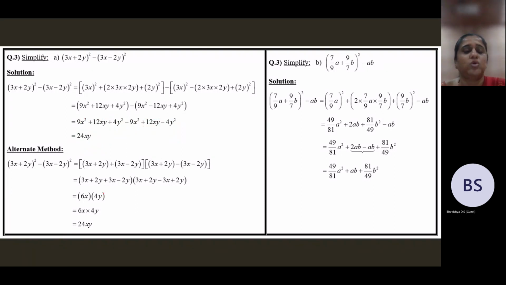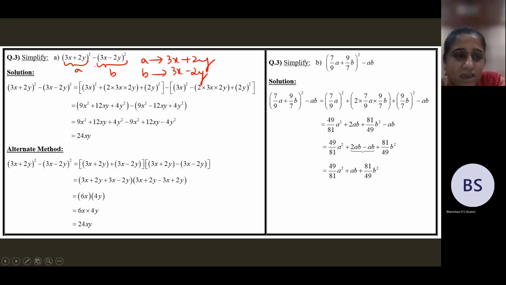The other method is you can treat this as a square minus b square, wherein your a is 3x plus 2y and your b is 3x minus 2y. See here, I put a bracket, a square, minus b square. So a is 3x plus 2y, b is 3x minus 2y. Now, what is a square minus b square? A square minus b square is a plus b into a minus b.